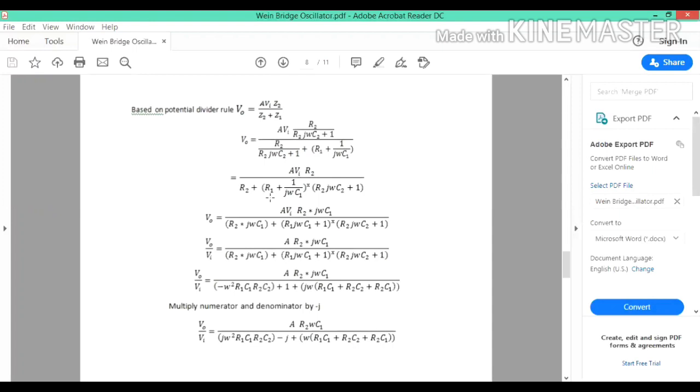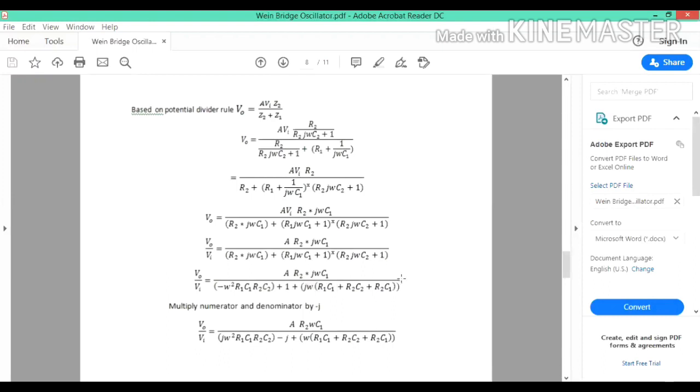Furthermore, we are doing the simplification with respect to R1 plus 1 divided by j omega C1. When we do that, we can get the output voltage V0 in this way. The next step, we are going to interchange the Vi value with respect to V0. So V0 divided by Vi is equal to A R2 j omega C1 divided by the denominator term we have here. It will come in the same way.